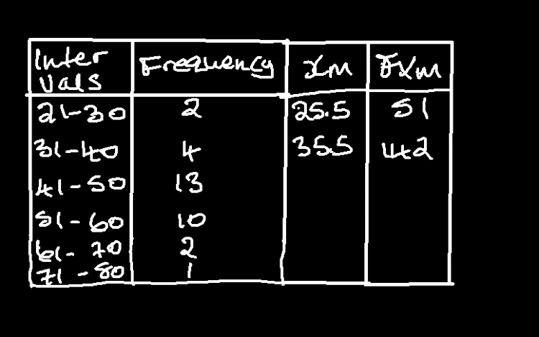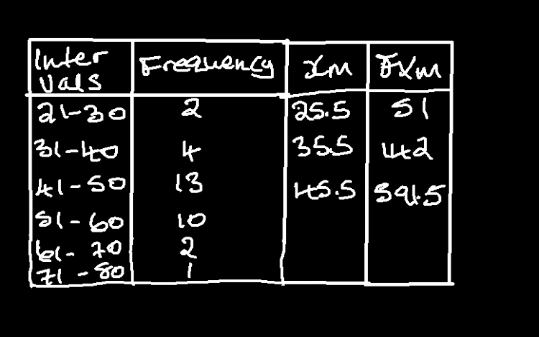Then we go for another group. Let me take it back. We had 31 plus 40, if you divide by 2, we have 35.5, which is okay, and times 4, that is 142. That's right. Now let's go for the other group. We have 41 plus 50, and divided by 2, we have 45.5. Times the frequency, which is 13, we have 591.5.